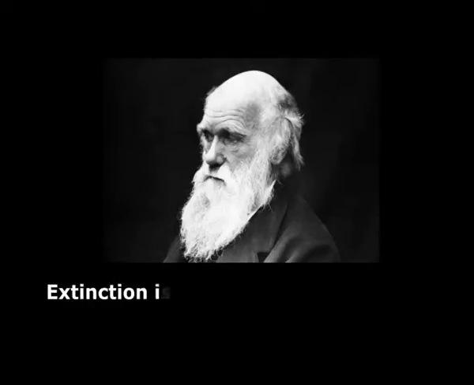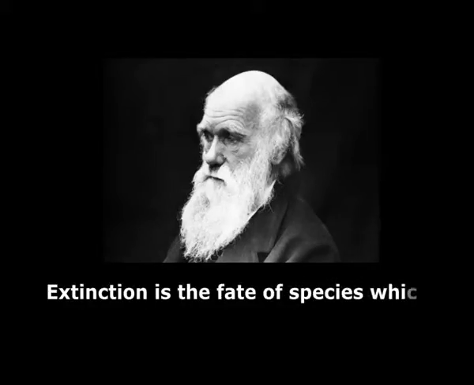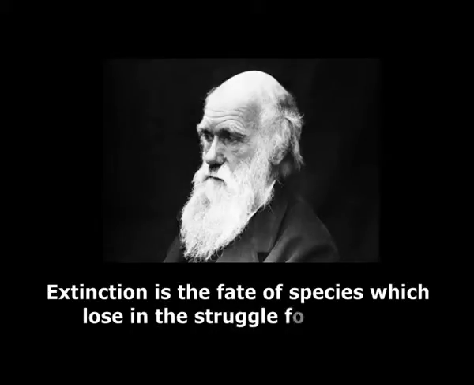Speciation and extinction are natural processes. Traditionally, from the Darwinian perspective, extinction is the fate of species which lose in the struggle for survival. But habitat loss due to human intervention, for various reasons, is the prime concern for species extinction.